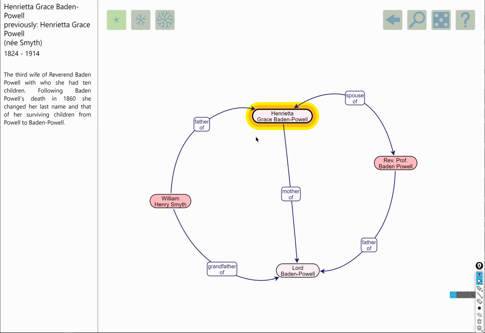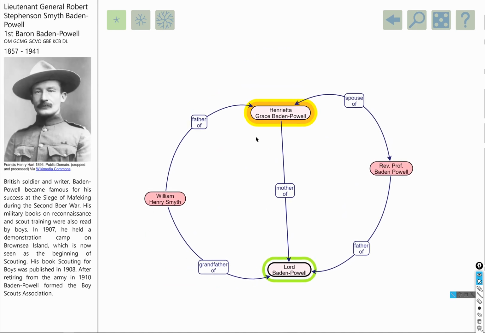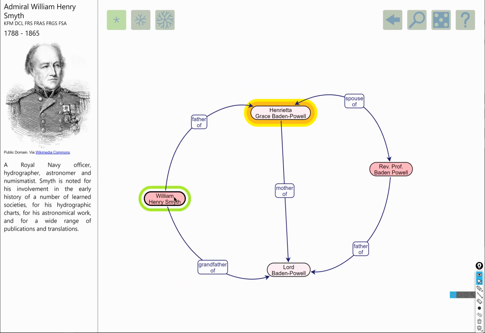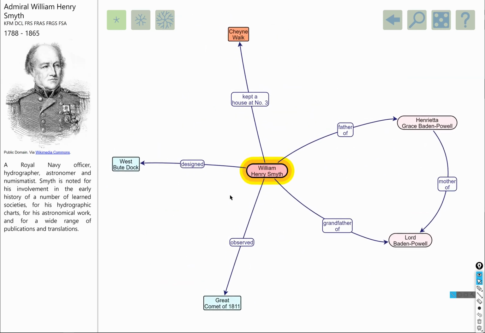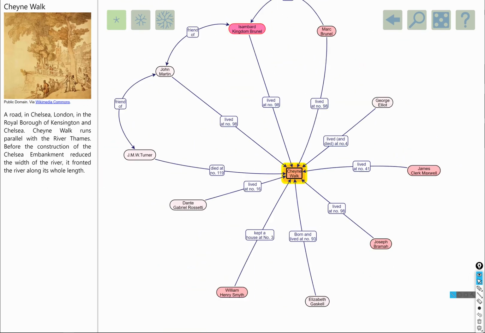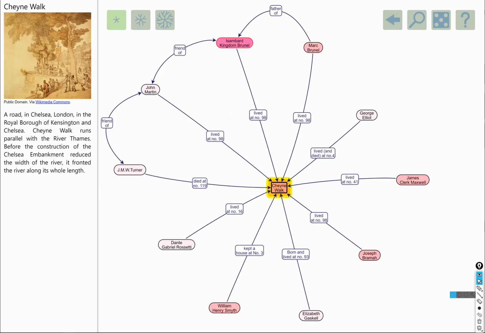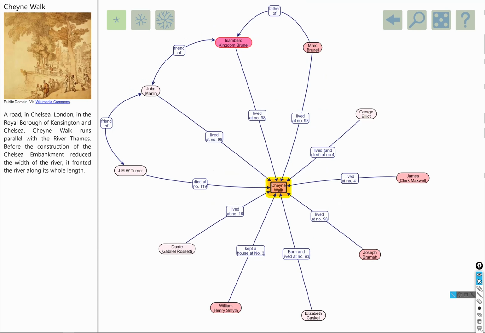So Henrietta Grace Baden-Powell, mother of Baden-Powell, her father was this chap here, William Henry Smythe, who was an admiral, an astronomer again, a coin collector, all sorts of things. And if we have a look at him, one of his connections is that he kept a house at number 3 Cheyne Walk in London. Now, Cheyne Walk is a remarkable street in London, remarkable for the number of famous and notable people who lived there in the past, and indeed who live there today.